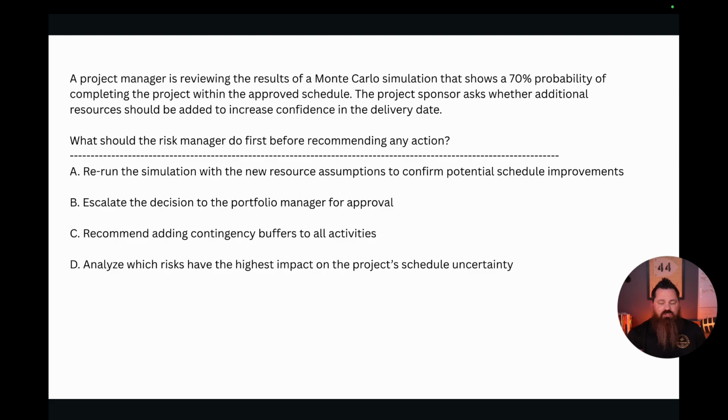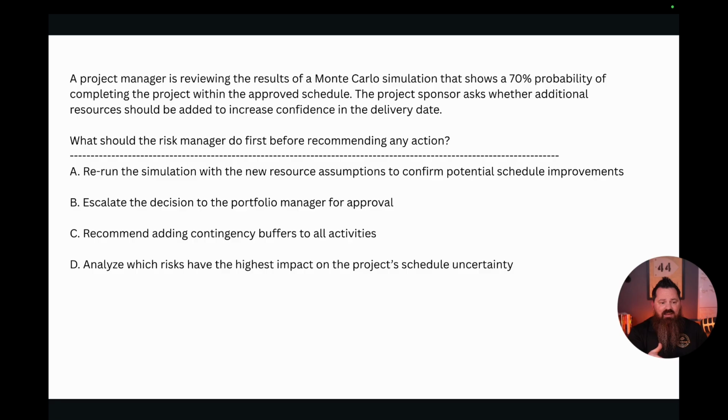C, recommend adding contingency buffers to all activities. Here now we're just pushing the easy button. We're saying just throw some more money at it. You'll be all right. We're not addressing that stakeholder, our sponsor's actual worry, that 70% probability of completing the project. They want that to be an 80 or 85. So that is the problem we need to address. Throwing money at it is probably not going to make them feel any better, may even stress them out more if they can even get the money for this.